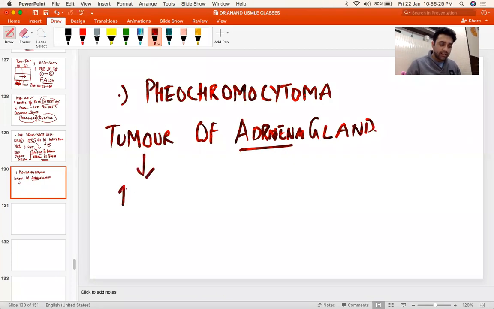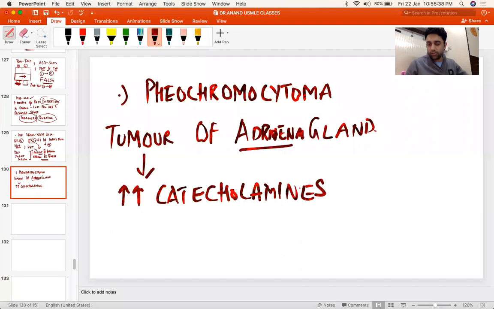It causes excessive release of catecholamines. Can anyone name me catecholamines? Annapurna, what are the various catecholamines? Can you tell me one or two? So we have epinephrine, we have norepinephrine, we have dopamine.